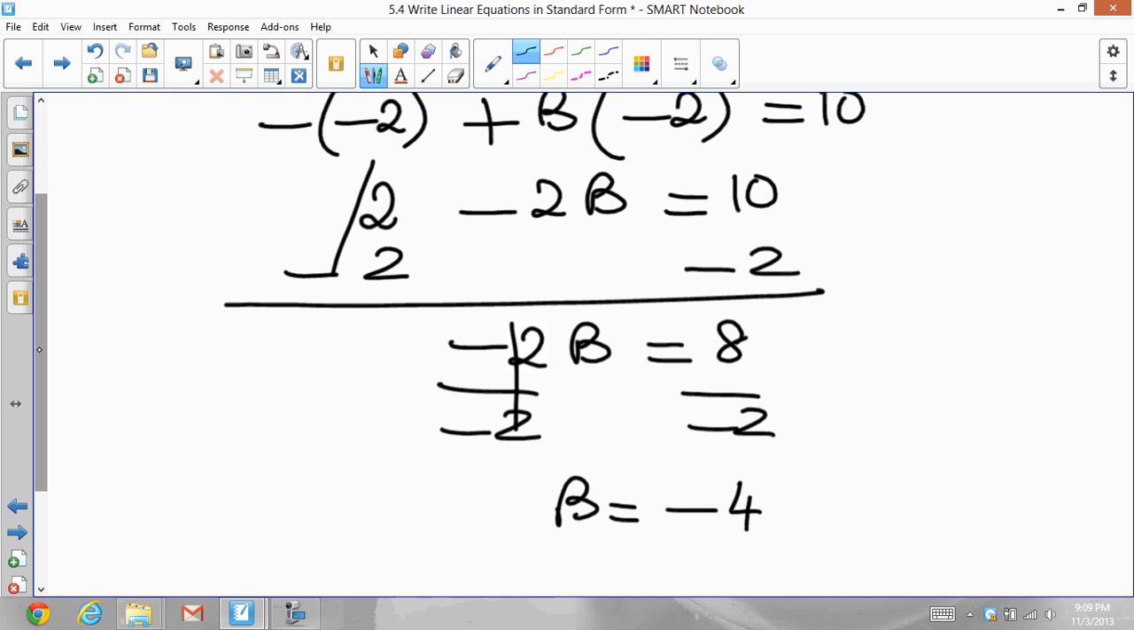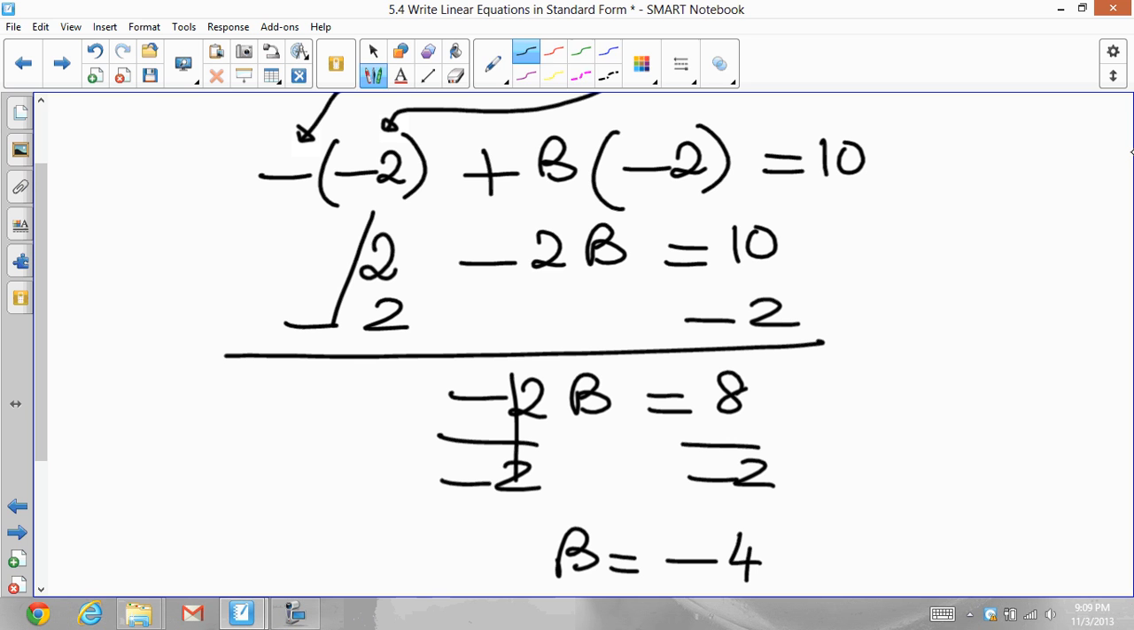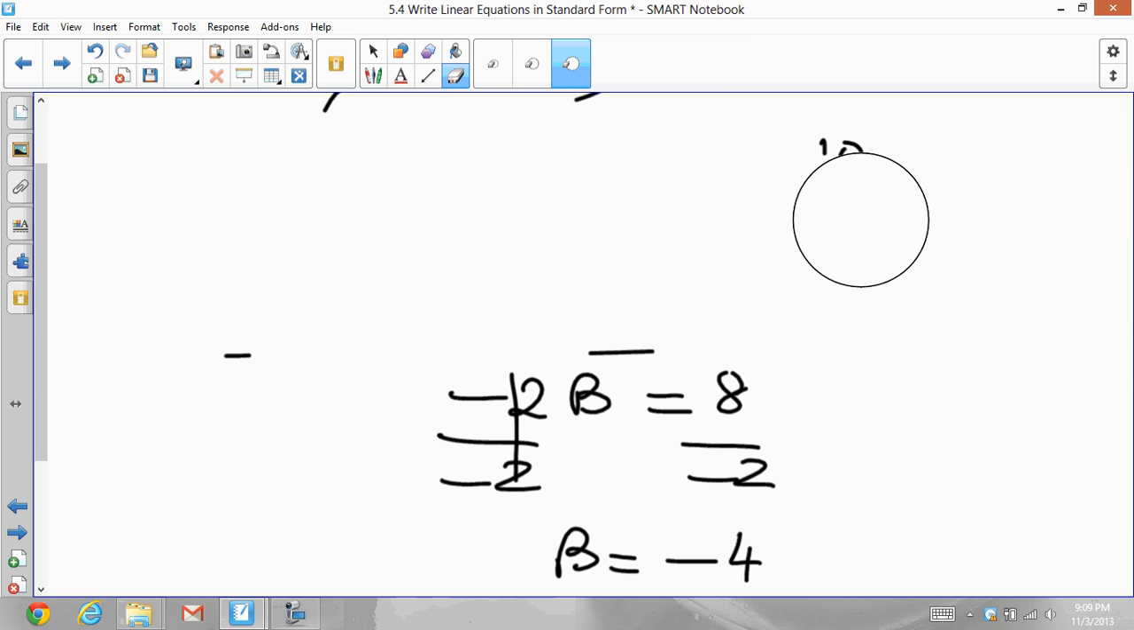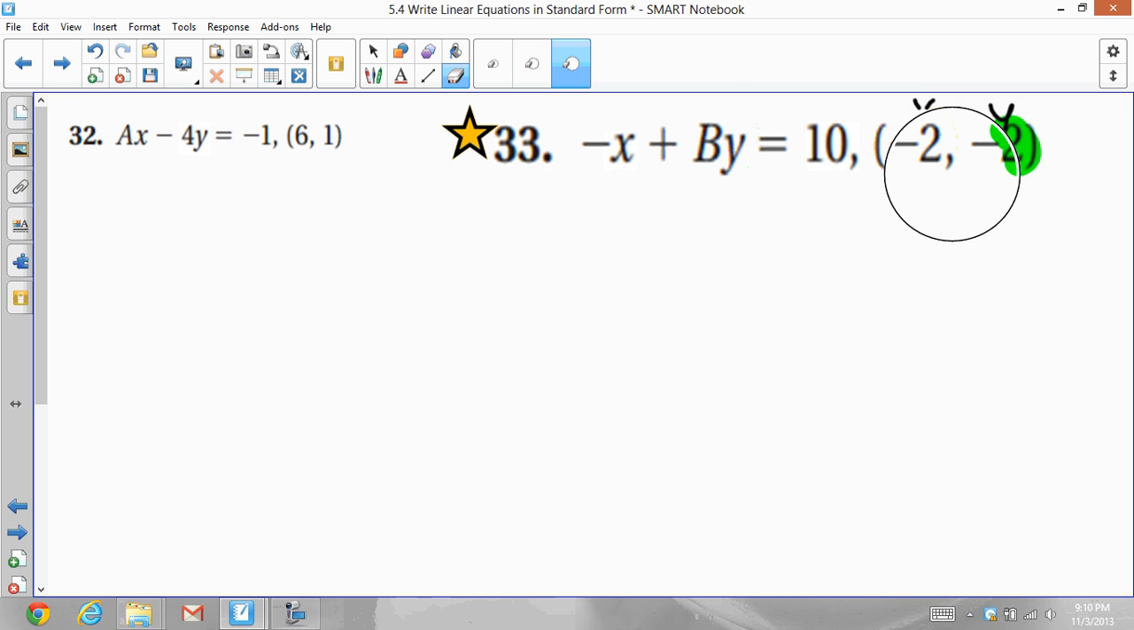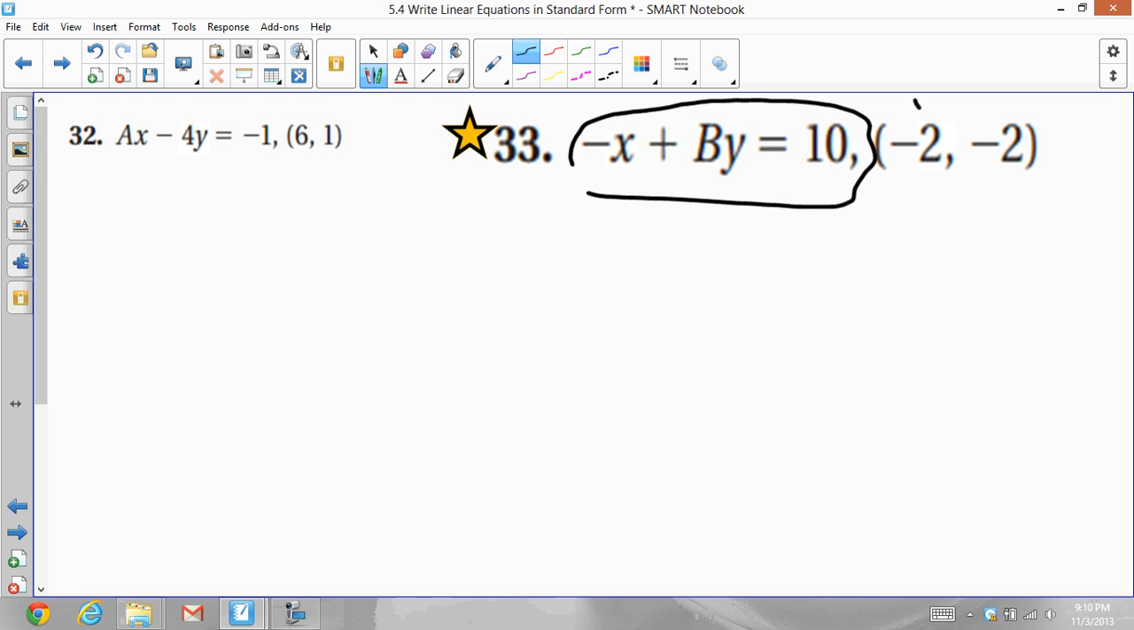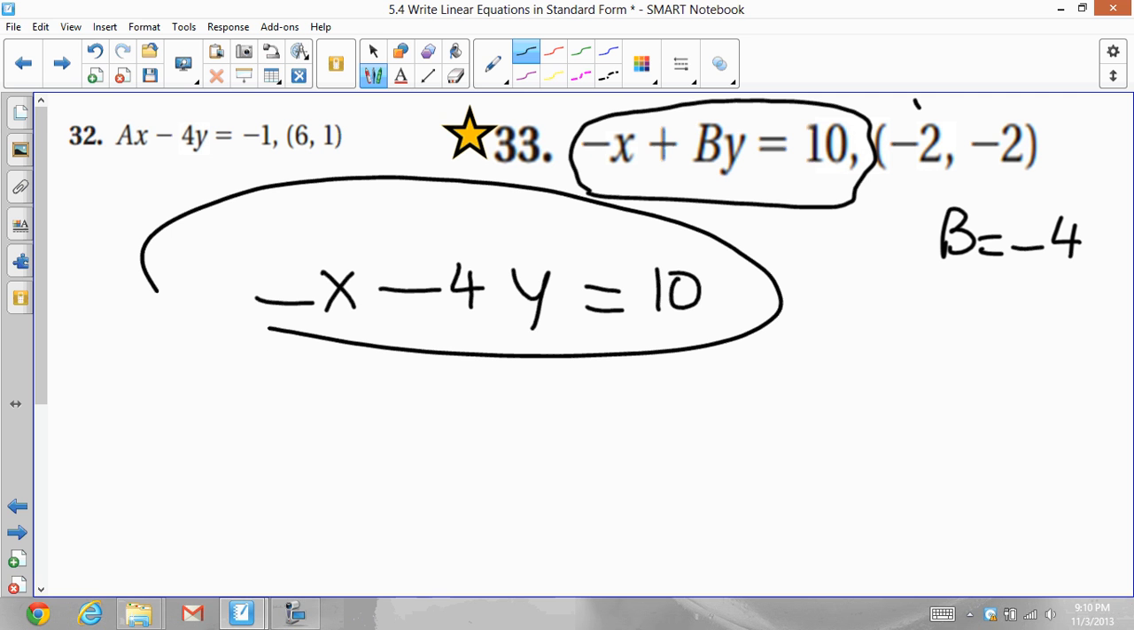So once you figure out what b is, now all you have to do is take this value and plug it back in the equation. So let's go back to this one. And you found out that your b is going to be negative 4. So substitute b as negative 4 to get negative x minus 4y equals 10, which is the completed equation.